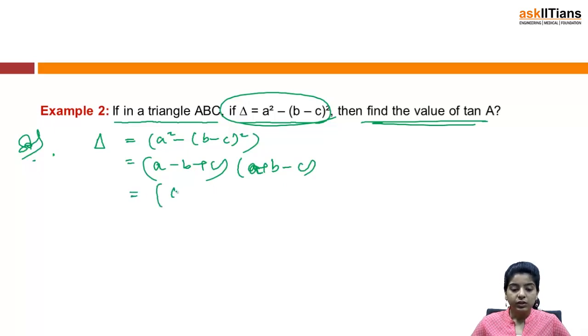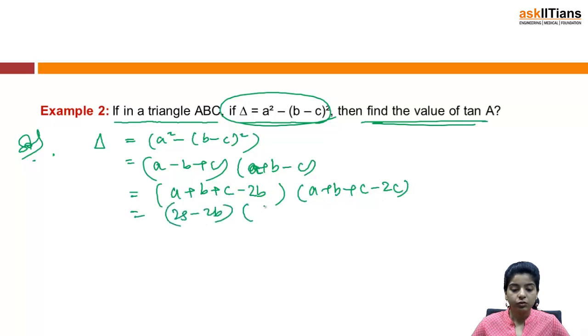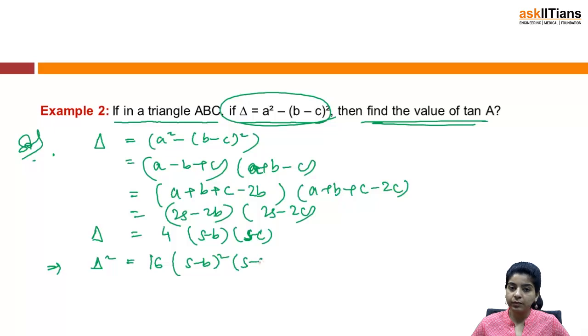So what I can do is I can write it as a plus b plus c minus 2b, because I have added 1b, so I will have to subtract 1b, and then again a plus b plus c minus 2c. So this becomes (2s minus 2b)(2s minus 2c), 4 (s minus b)(s minus c), right. So if I square both sides, what do I get? 16 (s minus b) square (s minus c) square. This is where we have reached.